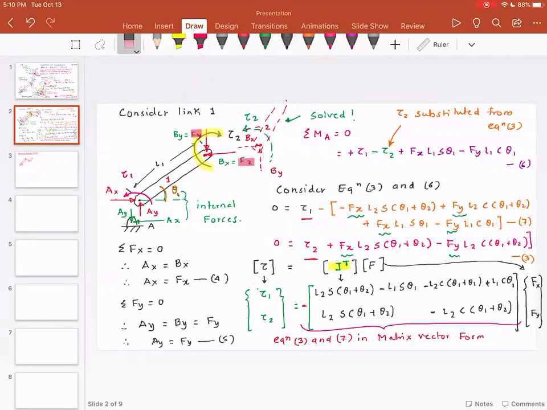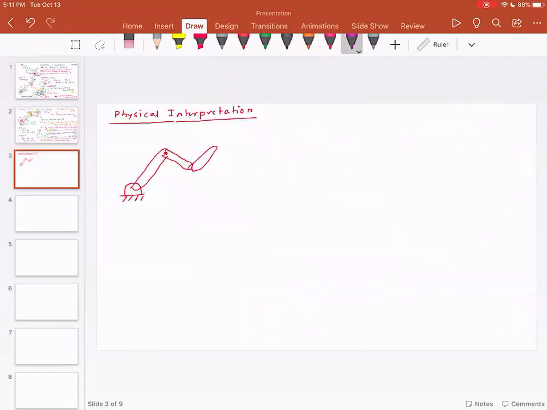So let me correct my mistake. Just a second. L2 sine theta 1 plus theta 2. First, let me add this over here. Fx L1, so this is positive. Then L2 cosine, yeah, this is negative, and this guy is negative. Okay. Yes. So now does this equation look okay? Okay, fantastic.